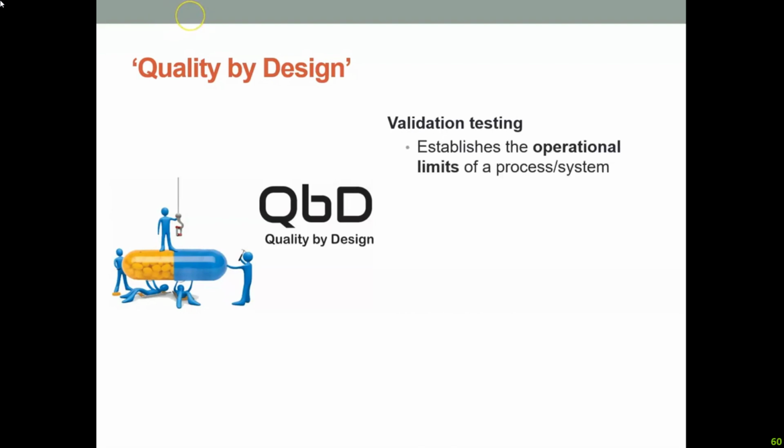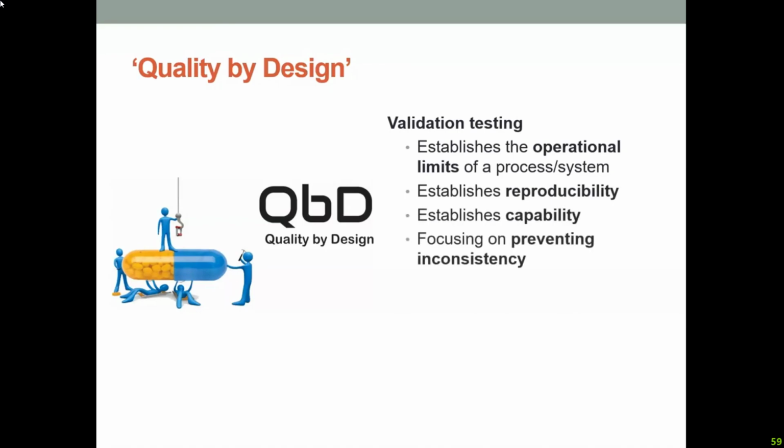For quality by design, we're looking at establishing the operational limits of the process so we have greater understanding of how our process works and, when something goes wrong with the process, what the impact on our quality attributes will be. It establishes reproducibility as well, so we have good knowledge of our process. It establishes capability and it focuses on preventing inconsistency.